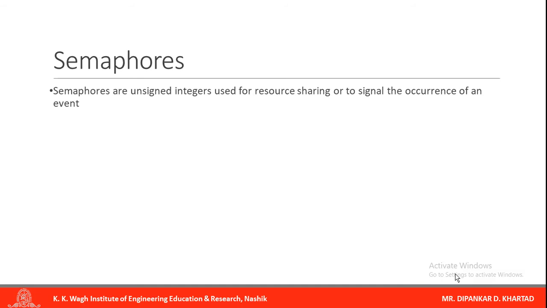Now, semaphores are unsigned integers used for resource sharing. You know what the functionality of this one is? It is used for resource sharing or to signal the occurrence of an event. Now, MuCOS2, that is our real-time operating system, provides 6 services to access semaphore. We will talk about them one by one.